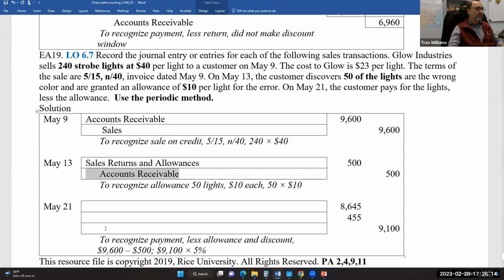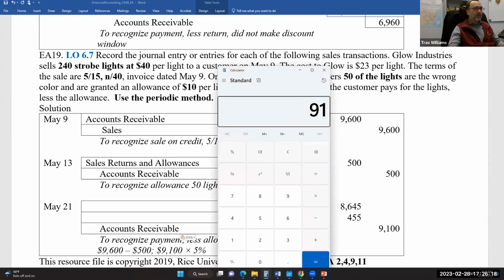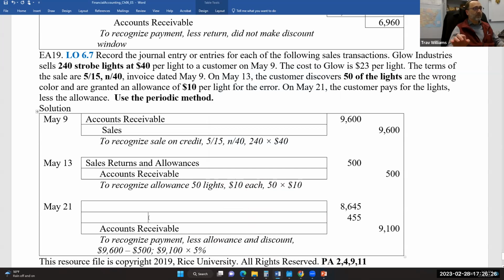Okay, so that's the account receivable that they're paying off. We multiply that 9,100 times the 5% discount. $455 is the discount. Now, how do we journalize that? It is a sales discount. Okay, and that means the rest they paid in cash.